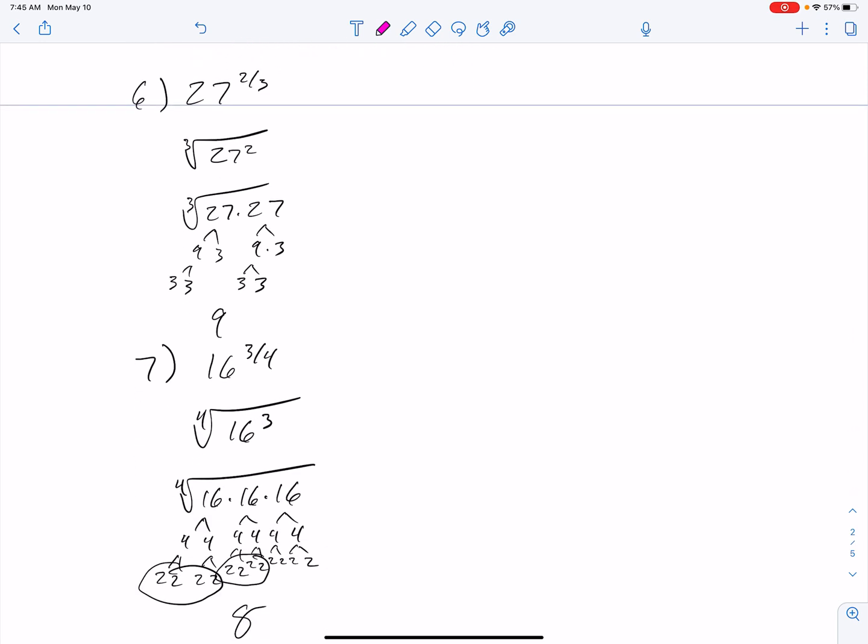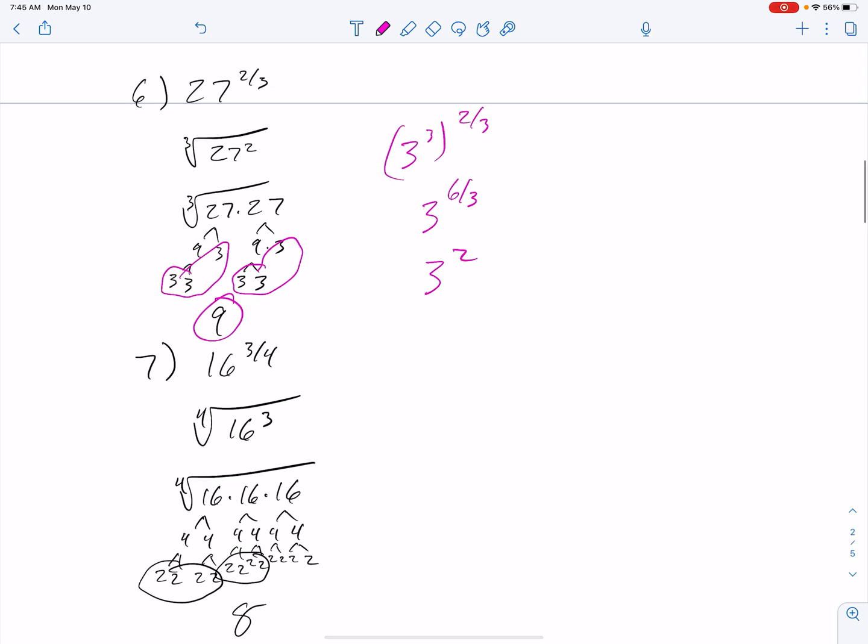6, same thing. I can rewrite it inside the cube root, setting up 1 set of 3s, 2 sets of 3s, so my answer is 9. Or I could call 27 3 cubed, use my rule of exponents to make that 3 to the 6/3, or 3 squared, again, 9.